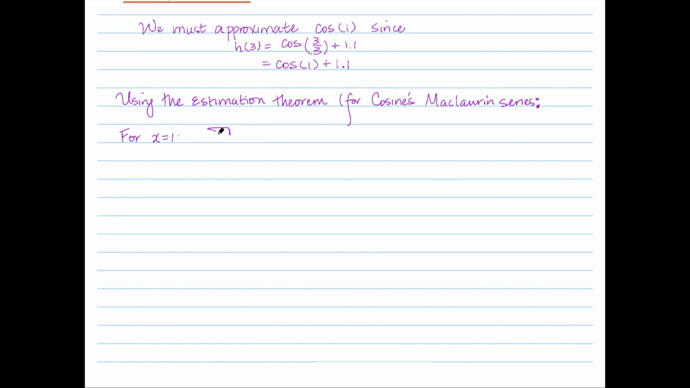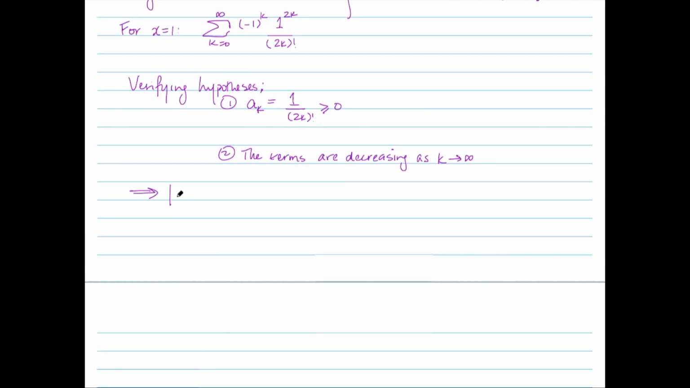For x equal to 1, we know sigma goes from k equals 0 to infinity of negative 1 to the k, and now it's 1 to the 2k all over 2k factorial. Let's verify our hypotheses. Hopefully you can remember what they were. The first one was that our a sub k should be greater than or equal to 0, and in this case it absolutely is. Second condition was that the terms are decreasing, and that is also true. So then this is what we've got.